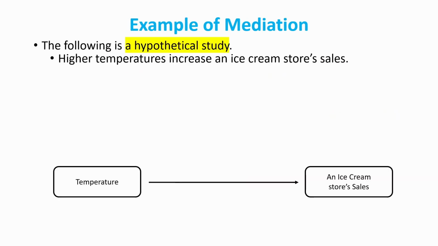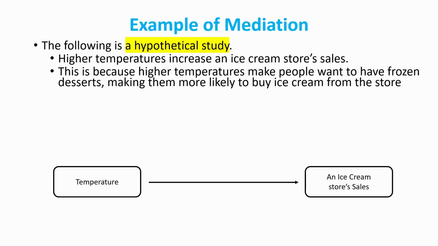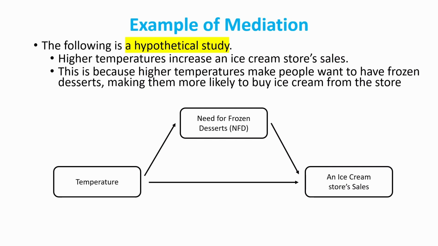To better explain the basic idea about mediation, here is a hypothetical study. Suppose that you observe that higher temperatures lead to more ice cream sales. And then you try to explain this observed effect. You say, okay, maybe when the temperature is high, people really would like to have some frozen desserts. So the need for frozen dessert is the reason why the temperature leads to more ice cream sales. You might find this example funny, but this example serves a purpose to explain the basic idea about mediation analysis.